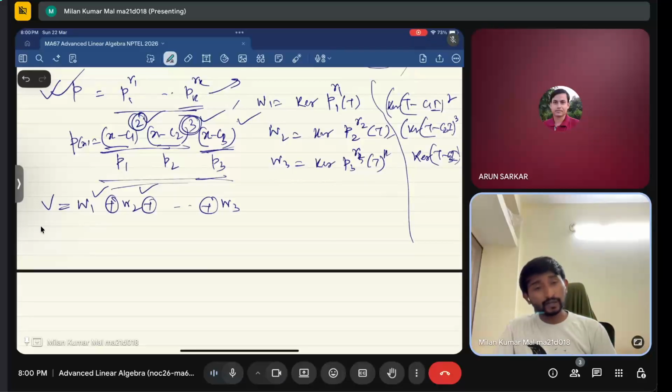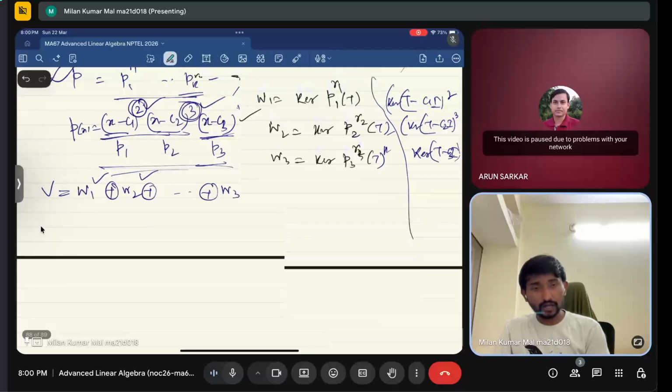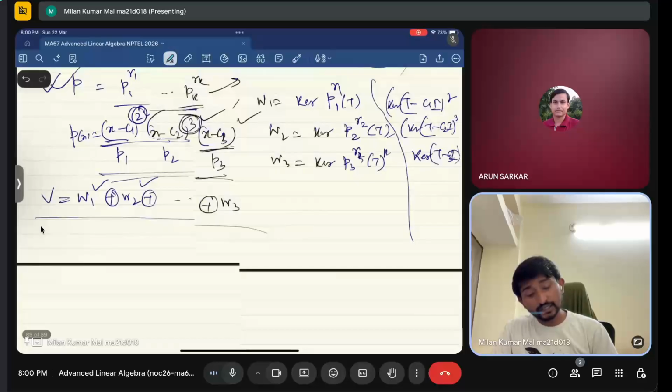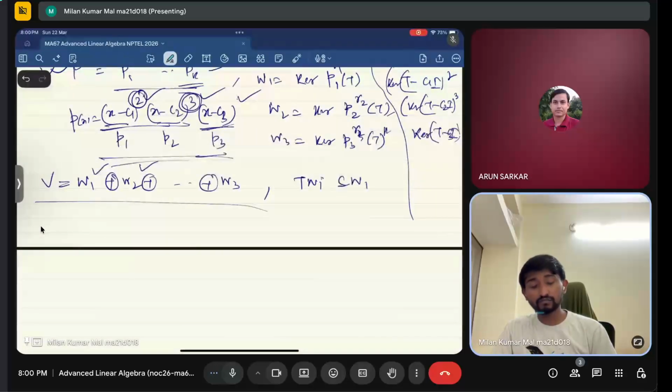Whenever it is not diagonalizable, our target is obviously the non-diagonalizable case. In that case, the minimal polynomial can be written like this. And not only this, each Wi is invariant under T.